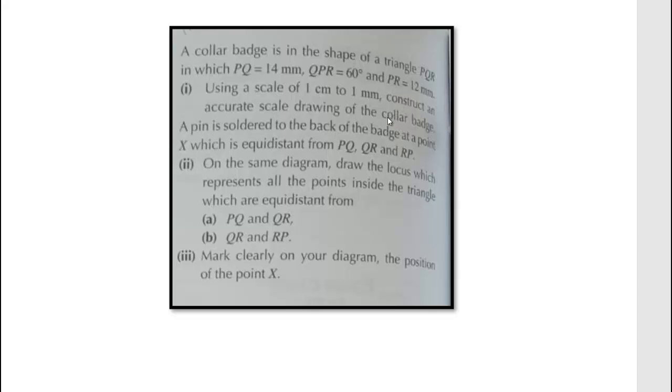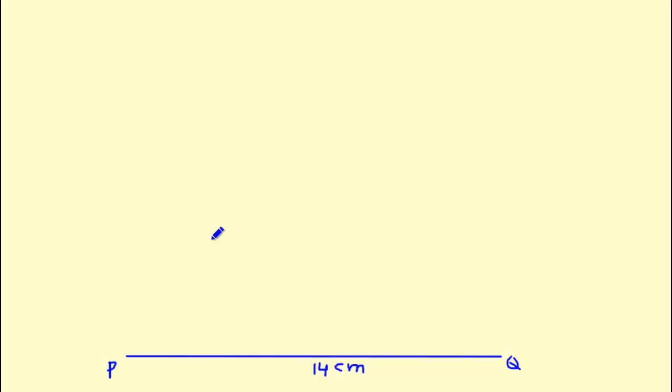This collar badge is in the shape of a triangle, so we have to construct triangle PQR. In this triangle, the line PQ is 14 mm and according to the scale, it will be 14 cm. So this is line PQ, which is 14 cm long.